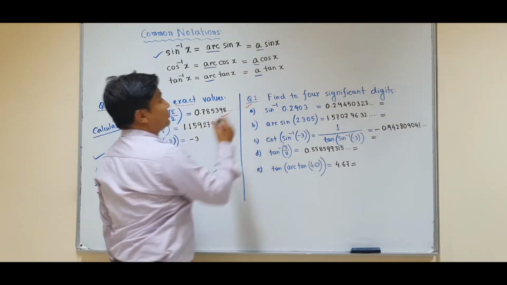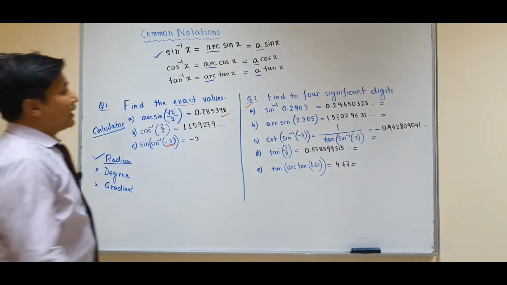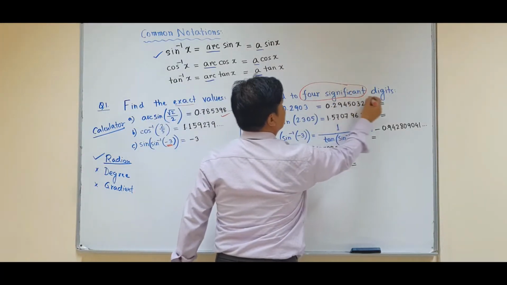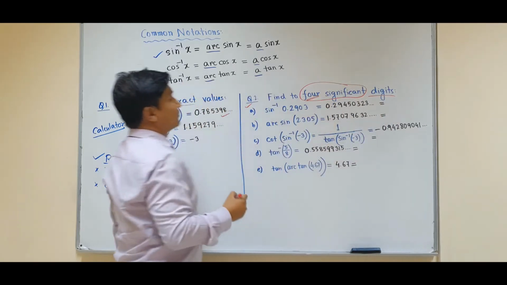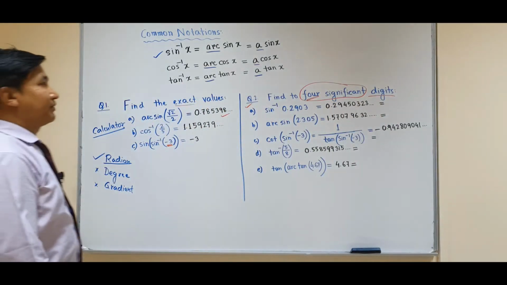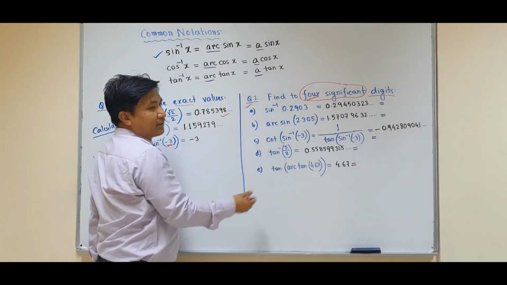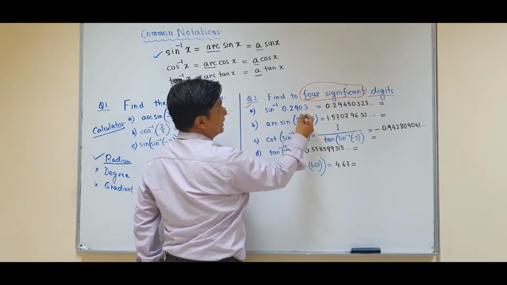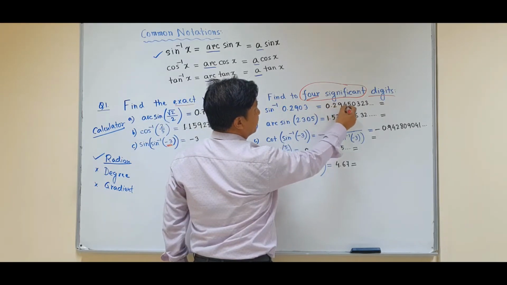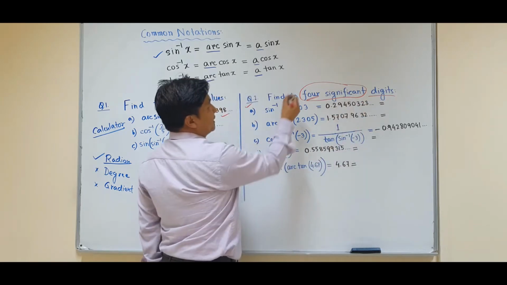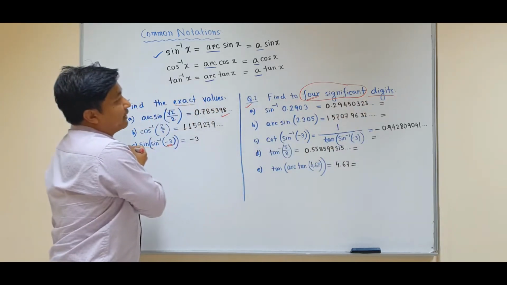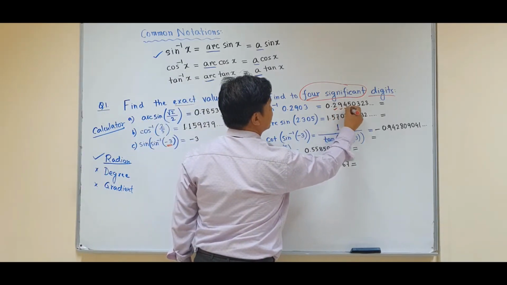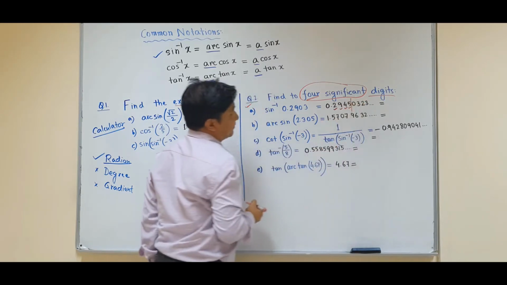Now let's see question number 2. In this question, they are asking you to find 4 significant digits. So we have to count 4 significant digits. After using the calculator the same way, we got sine inverse 0.2903 as 0.29450323 and so on. Since they're asking for 4 significant digits, we have to count 1, 2, 3, 4 and put it here.